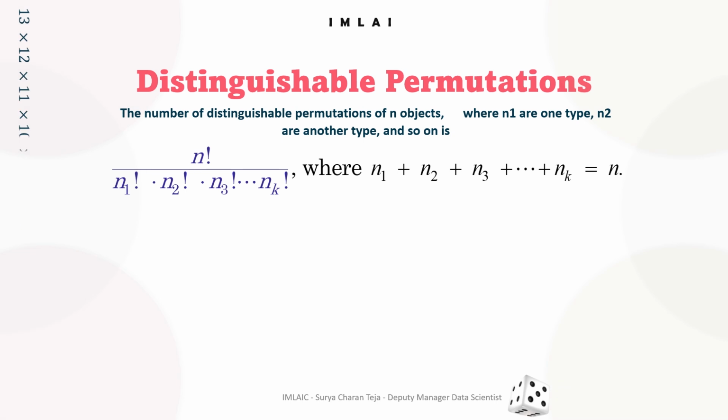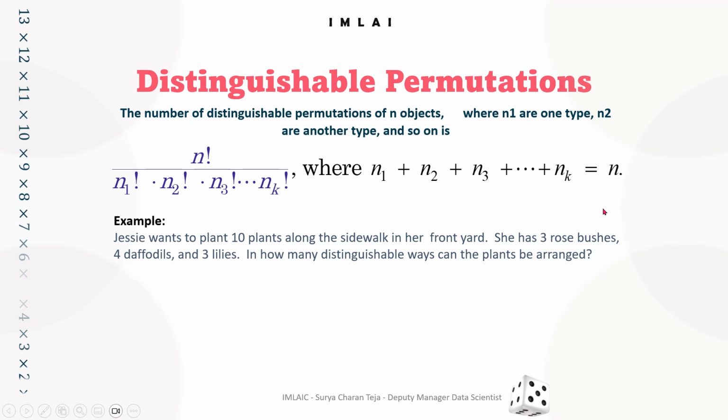So that's one example. The number of distinguishable permutations of n objects, where n1 are of one type, n2 are of another type, and so on, is calculated using n factorial divided by n1 factorial times n2 factorial times n3 factorial up to nk factorial, where n1 plus n2 plus n3 and so on up to nk is equal to n. So let's take one example here.